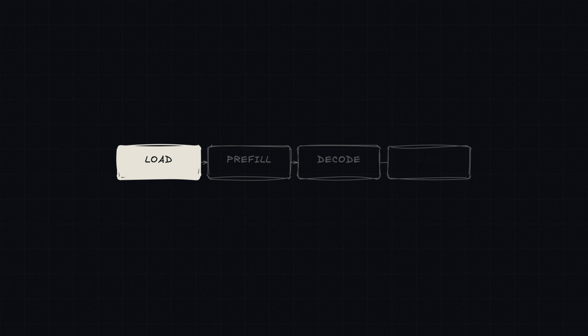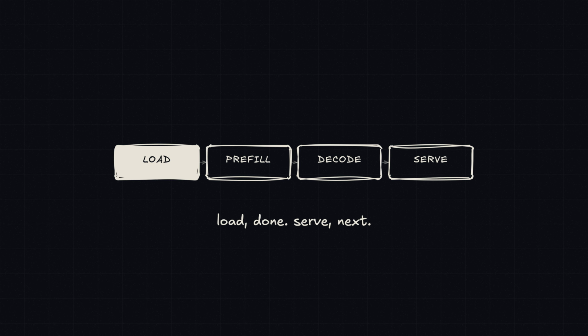Zoom back out. The model is in memory, assembled, mapped, ready. And nothing interesting has happened yet. No prompt, no token, no answer. Everything you just learned exists to feed the next 3 boxes: prefill, where your prompt gets read; decode, where the answer gets written 1 token at a time; and serve, where one machine does this for thousands of people at once without anyone waiting in line.